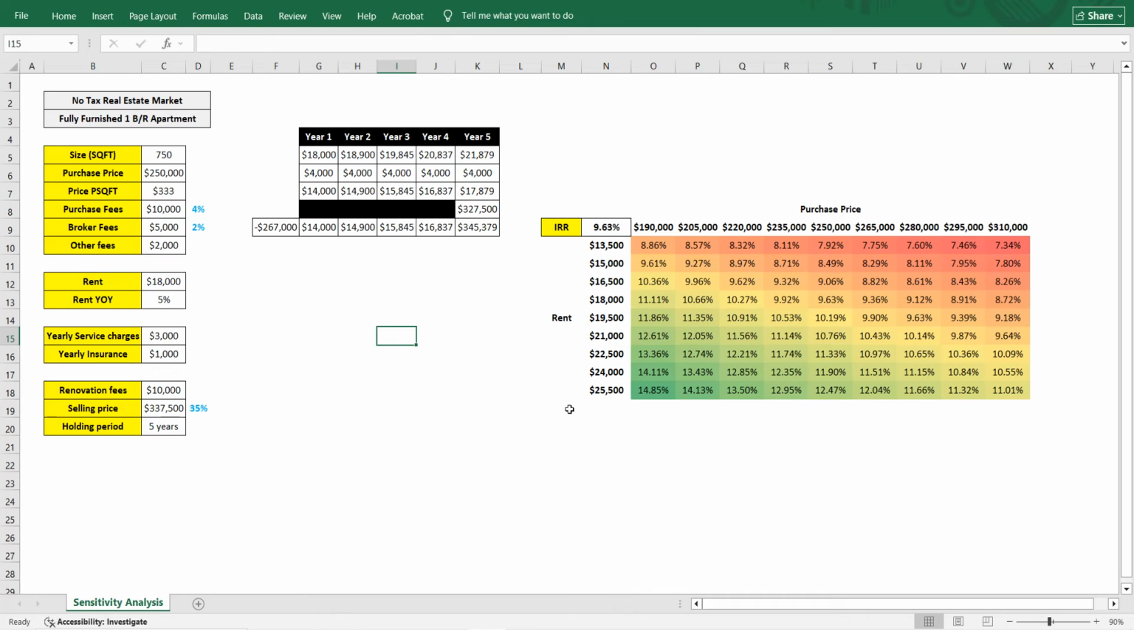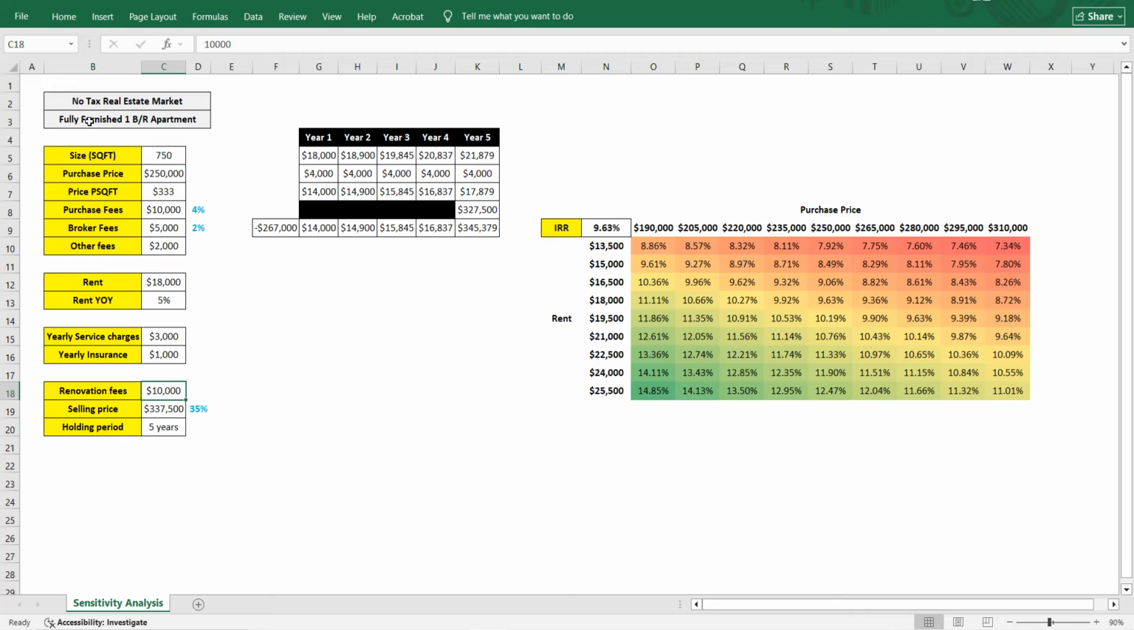In this video I'm going to talk about sensitivity analysis in Excel. So basically sensitivity analysis is a technique used to determine how different values of an input variable affect a particular output variable under a given set of assumptions. And to understand this better we are going to use a rental apartment in a no-tax real estate market like Dubai.